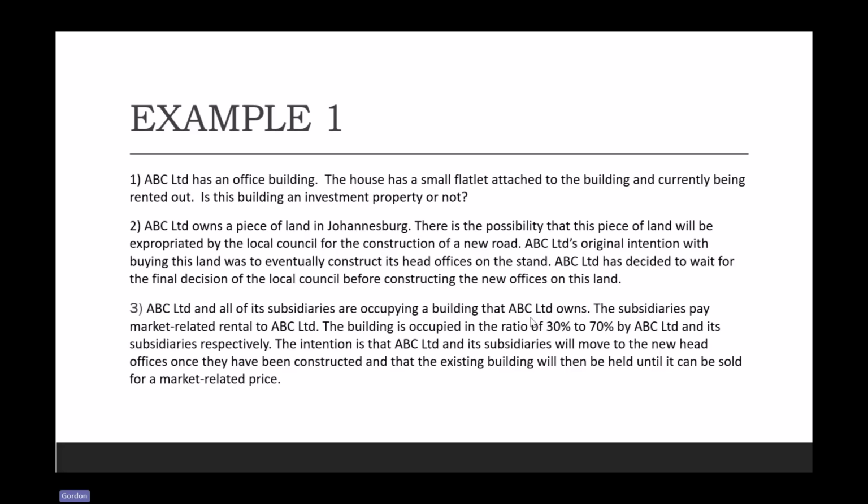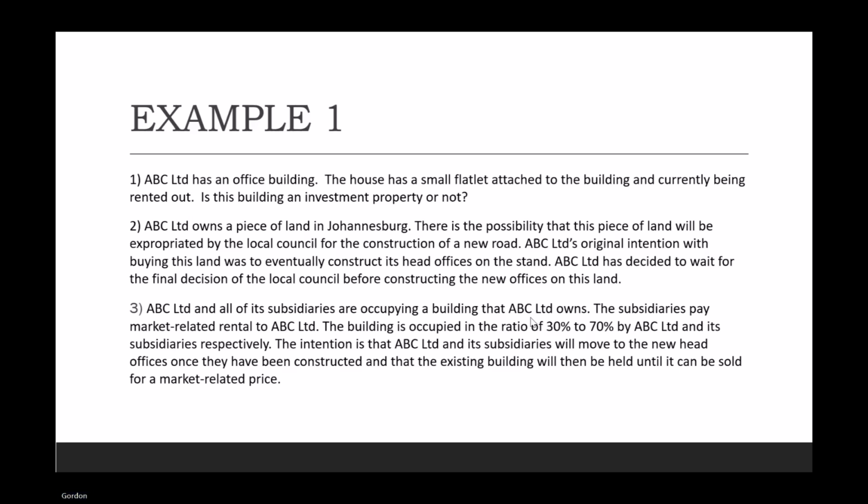So is this property an investment property or not? Is this land an investment property? We know what an investment property is, right? So let's apply it to the definition that we know. If you read the question, does this tell you whether this land is an investment property? No, this is not investment property.